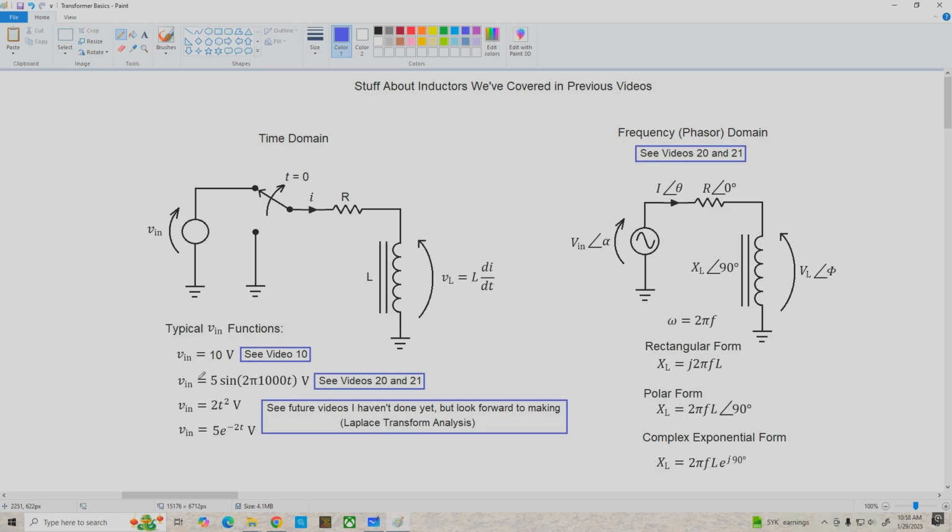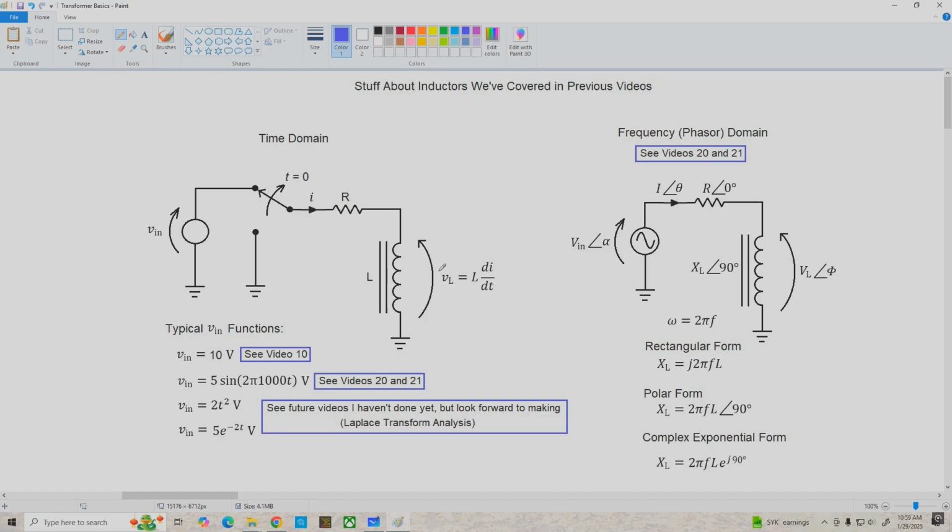Now, if we do have the case of a sinusoidal input, then we can represent this circuit as shown here on the right. This is the frequency or phasor domain representation. And we can look at it either in rectangular form or polar form. As it is here, I've got all the circuit parameters shown in polar form, which is really just a shorthand expression for complex exponential form.